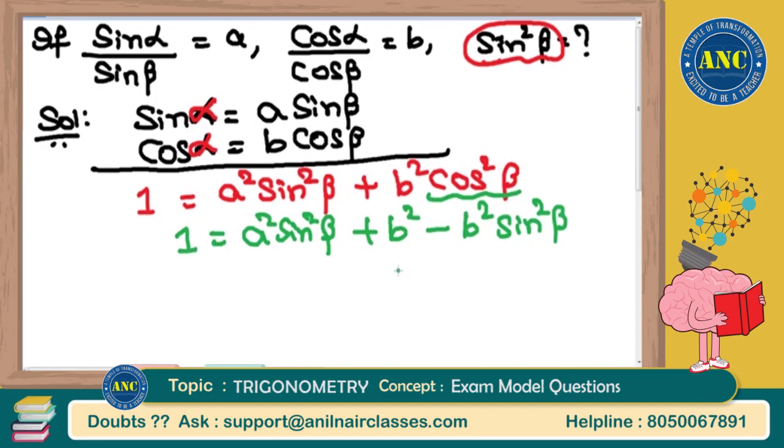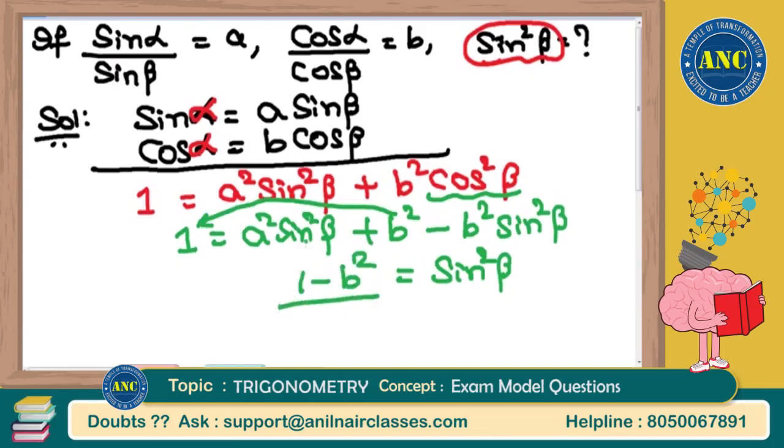I want sine square beta, so keep it on one side. Shift this plus b square to the left hand side, and it becomes 1 minus b square. And if I take sine square beta common in these two, left out is A square minus b square. That when you shift it to the left hand side, it will come to the denominator. This should be your answer.